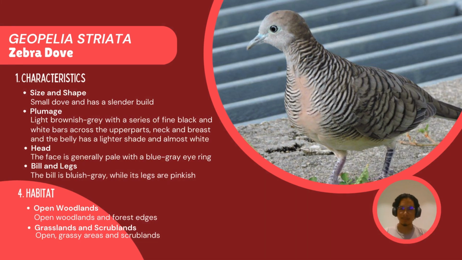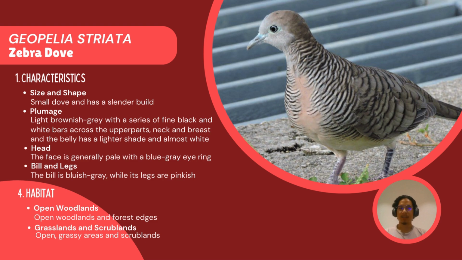Now the second bird would be Geopelia striata, or its common name, the zebra dove bird. Now, for its characteristics, in terms of size and shape, they are a small dove, approximately 20 to 23 cm in length, with a wingspan of around 24 to 26 cm. It has a slender build.